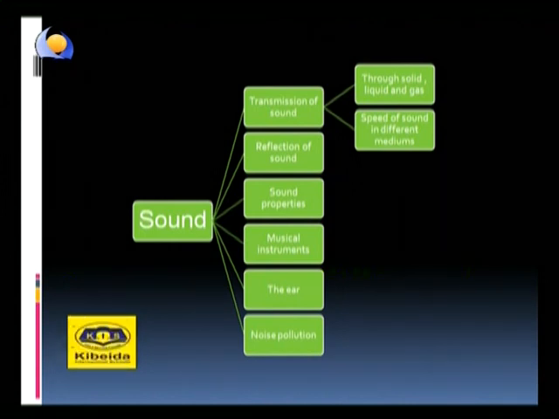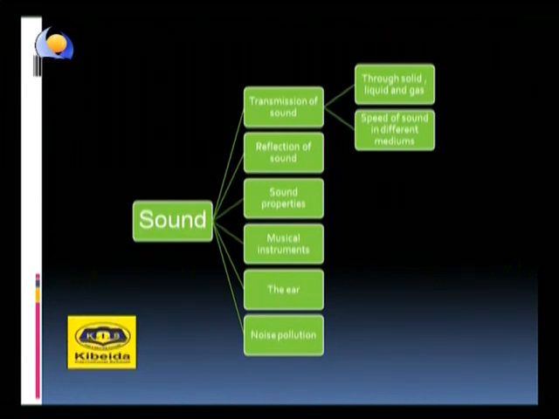Number three, sound properties. What are the sound properties? And sound properties sometimes come with different names. Four, musical instruments. Musical instruments are divided into three groups, and every group has its own examples, and the vibrating part that produces the sound in this group. Also, there are two types of instruments, the modern instruments and the traditional ones.